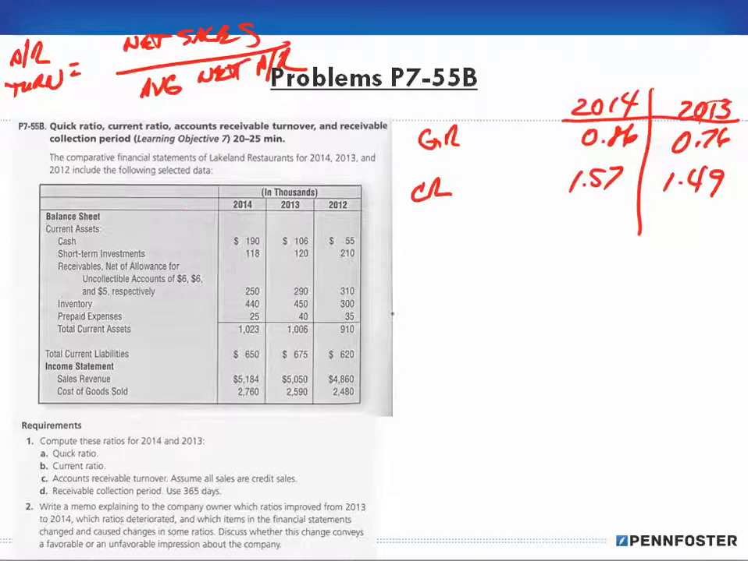All right. So with that said, for 2013, we need our net sales revenue. In this case here, we only have a sales revenue account. We don't have less sales discounts or less sales returns and allowances in order to calculate a net. But all we need then is this 5,050 right here. And our average accounts receivable is going to be, let me see here.